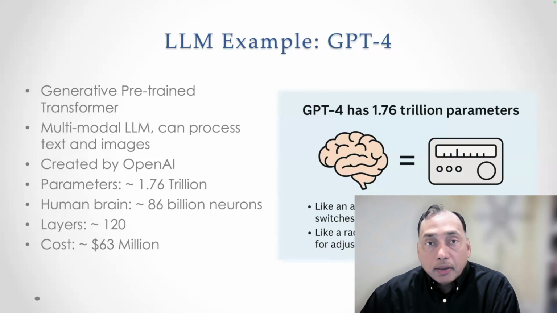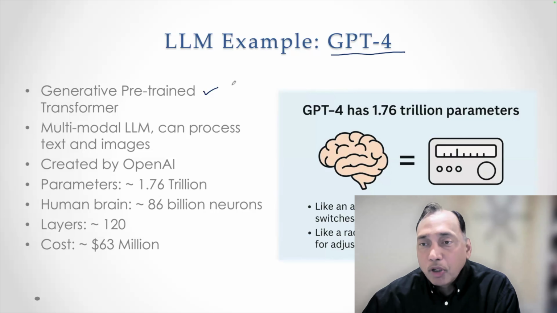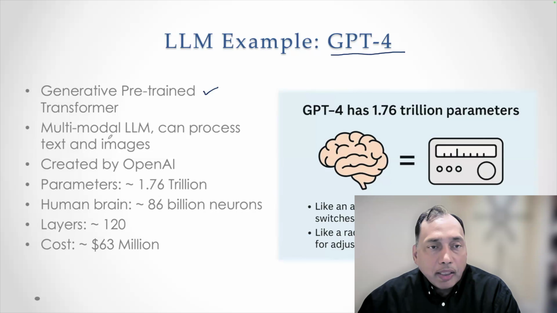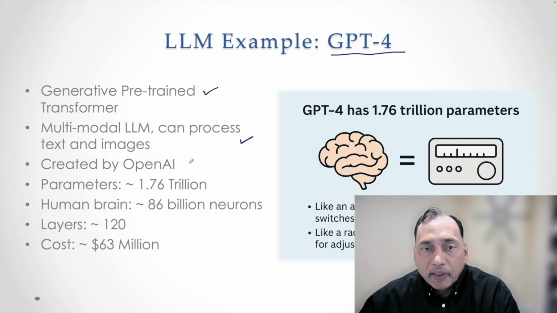One of the popular LLM models is GPT-4. GPT stands for Generative Pre-trained Transformer. So this is also a pre-trained model. All the weights are already finalized. And it is a multimodal LLM. That means it can work with text, it can work with images, and this is created by OpenAI.